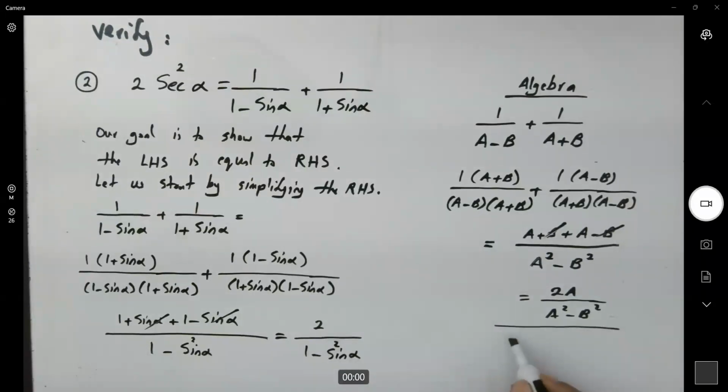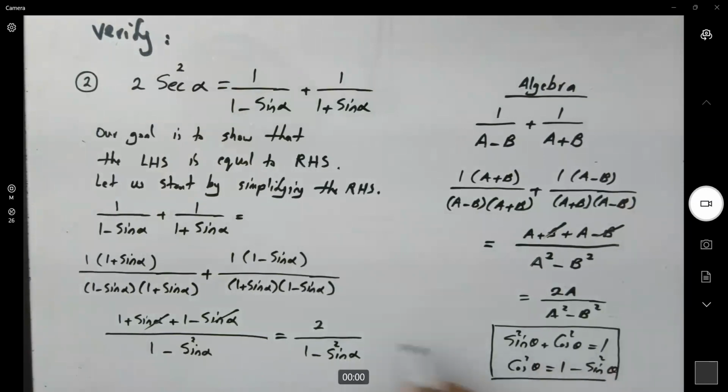Recall that sine squared plus cosine squared is always 1. It means that 1 minus sine squared is cosine squared. So cosine squared of alpha, beta, theta is 1 minus sine squared of that angle. So this becomes 2 over cosine squared of alpha. But what is 1 divided by cosine squared?